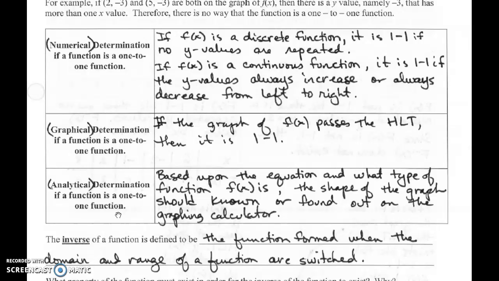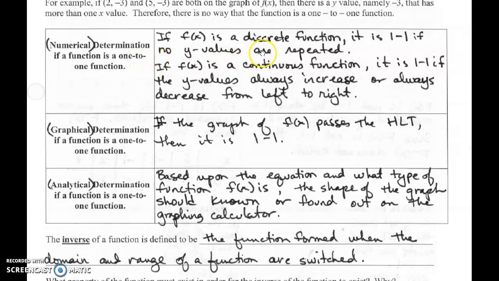Numerical means that you're looking at a table of x and y values. Now there's two different types of numerical determinations. A discrete one is just a list of ordered pairs. Now if it's discrete, it's just saying that you're jumping from one point to the next. There's no connecting dots. So if you're looking at a discrete, it just means the y values cannot repeat. We're assuming that it's already a function, so the x values already do not repeat.